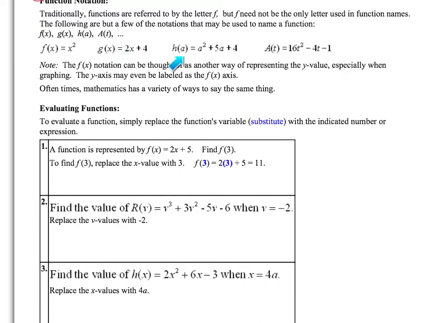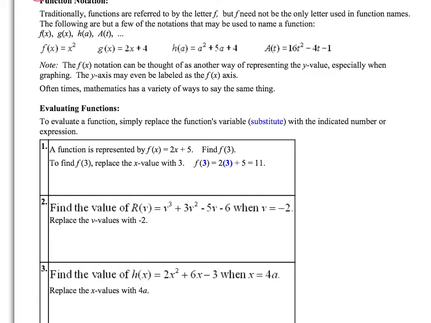H of a, and notice they use the a's. A of t, notice they use the t's. You can pick any letters that you want. They just chose F, G, H, and A, and then x's, a's, and t's. It doesn't matter what you use. Just realize that the left-hand side usually represents the y value. And maybe even if you look at a graph, instead of the y-axis being labeled as y, it might be labeled as f of x instead. But just remember, you think of it as y.